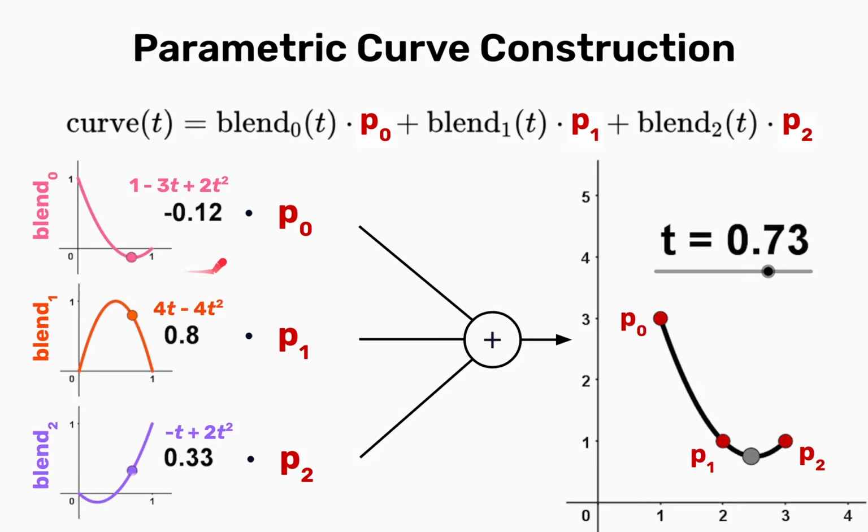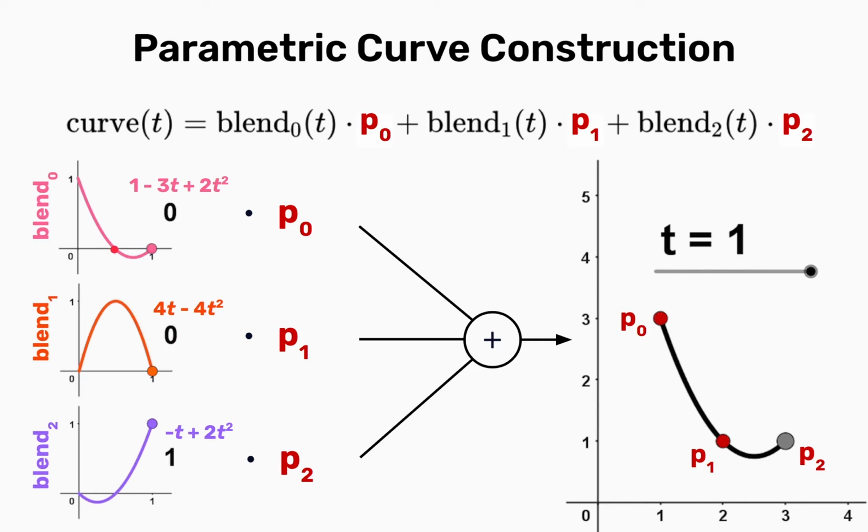So here we have this blending function 0, exactly this 1 minus 3 times t plus 2 times t squared. Then we have blending function 1 and blending function 2. And now we are varying t. So t goes from 0 to 1, and when t goes from 0 to 1, these blending functions all take a different value. When t is 0, you can see that the first blending function is 1, second is 0, and the last one is also 0. This means that we are taking P0 times 1, 0 times P1, and 0 times P2.